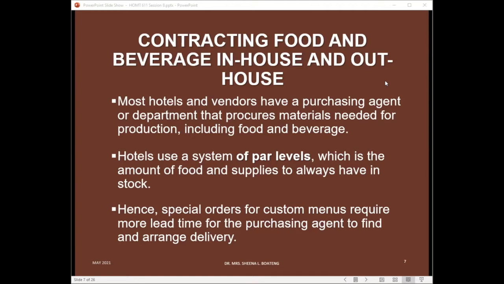So in that case, these events, which usually require custom menus, will have to give the hotel more lead time to be able to purchase the required items that are necessary to cater for the event and arrange for these items to be delivered in time to enable the hotel to cater for the needs of attendees at this particular event.